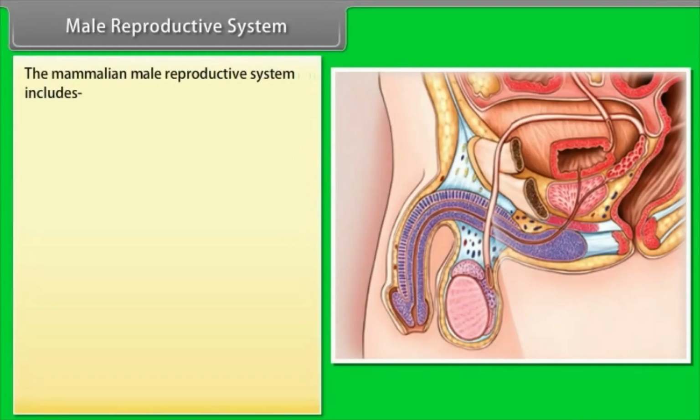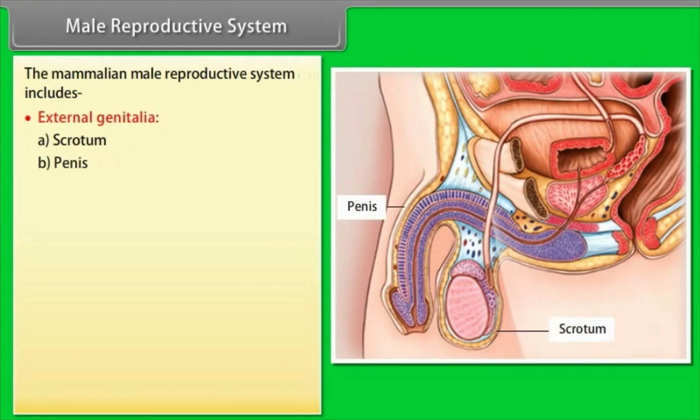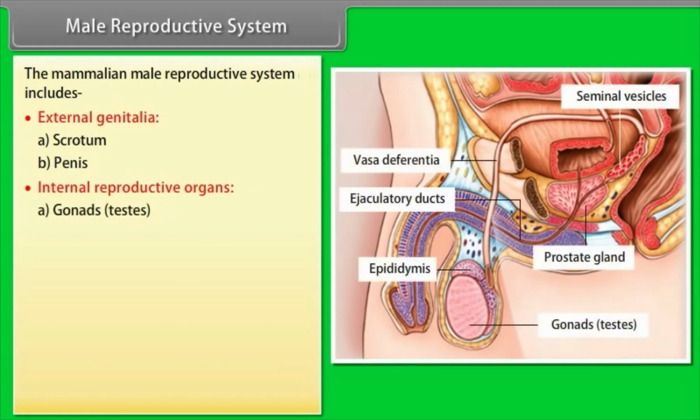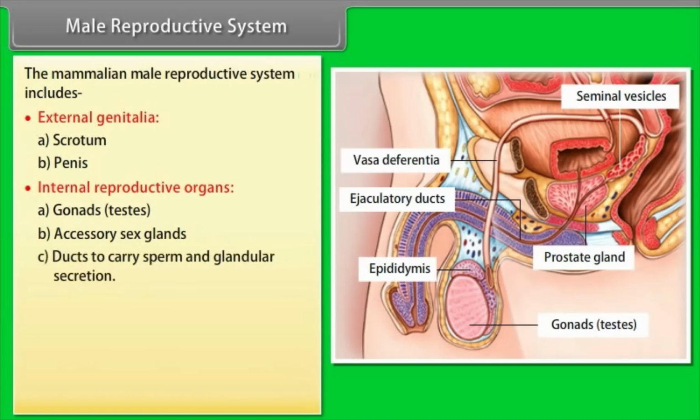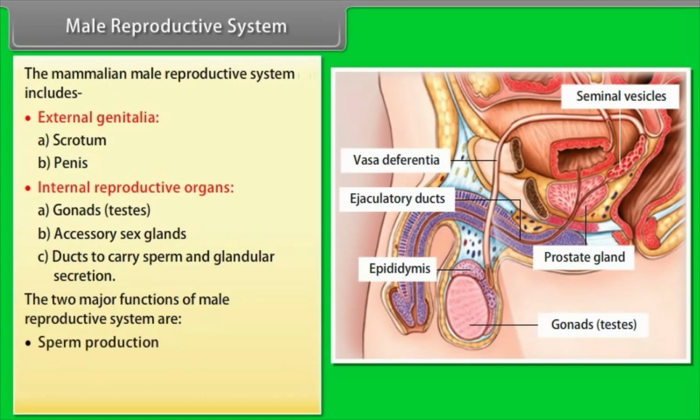Male reproductive system. The mammalian male reproductive system includes external genitalia: A. scrotum, B. penis. Internal reproductive organs: A. gonads, testes, B. accessory sex glands, C. ducts to carry sperm and glandular secretion. The two major functions of the male reproductive system are sperm production and deposition of sperm in the female reproductive tract.